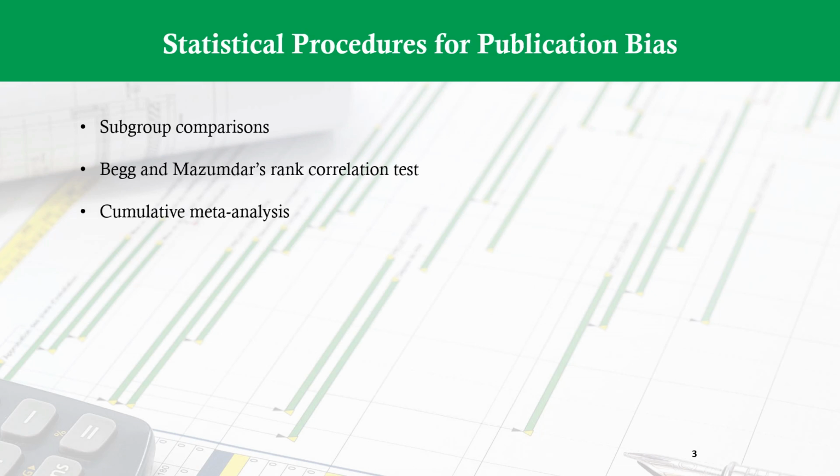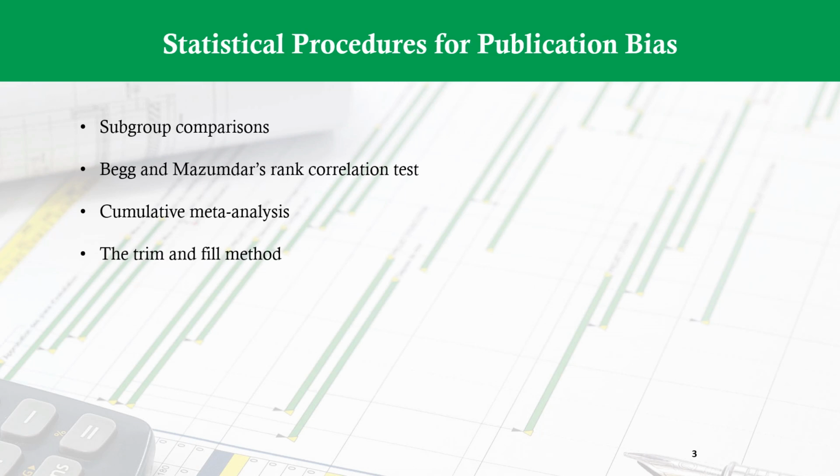Cumulative meta-analysis. This involves plotting effect sizes against the order in which studies were published. If the effect sizes become smaller and less variable as more studies are added, this may indicate publication bias.